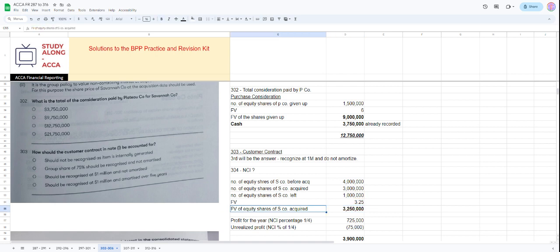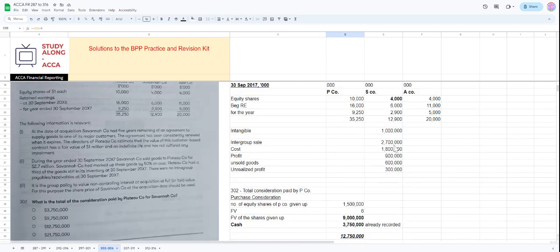We will get the fair value of equity shares, and then the retained earnings for the year was 725, and one fourth is the NCI share. Three fourth is already acquired because 3 million out of 4 million was acquired, so only one fourth is left. So we'll take one fourth of the profit for the year, and then there is unrealized profit of 300,000. We will take one fourth of this. How we calculated that unrealized profit: the intergroup sale was 2.7 million, and they have a 50% markup on cost.